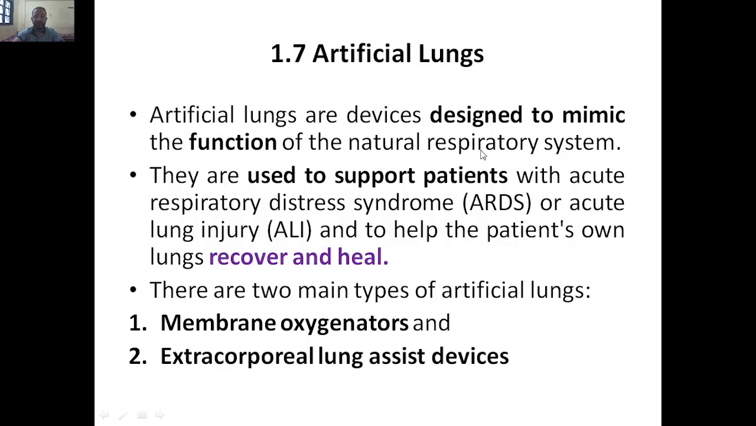Machine. So next topic we are having the artificial lungs that we will discuss in the next class.